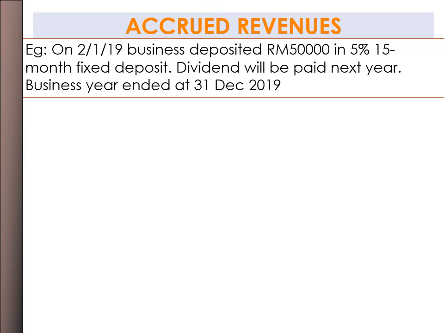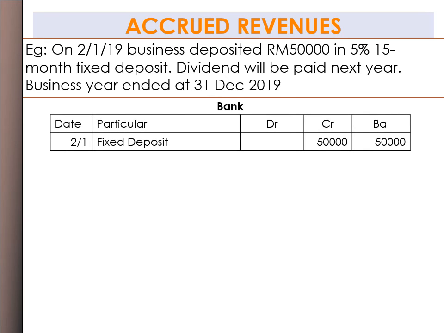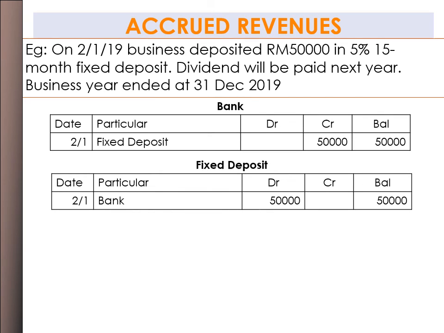So you need to recognize that you actually should have a 5% dividend for 2019, because your business year ended on 31st December 2019, but the cash will only be received next year. So you need to recognize the dividend that you should receive for 2019. Okay. In the ledger that you will record, you have credited the bank account to buy the fixed deposit.